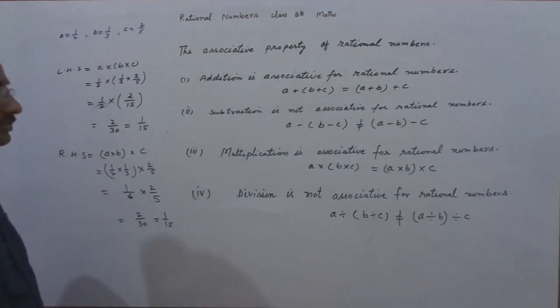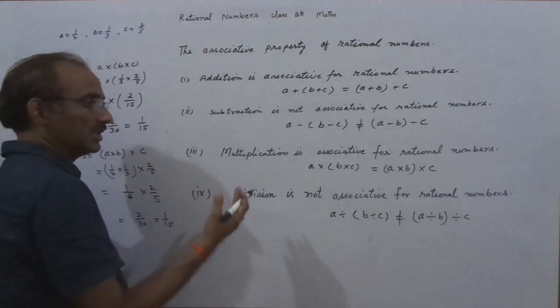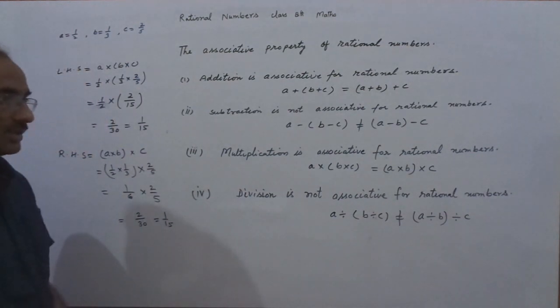You can also prove it for division, that division is not associative for rational numbers.